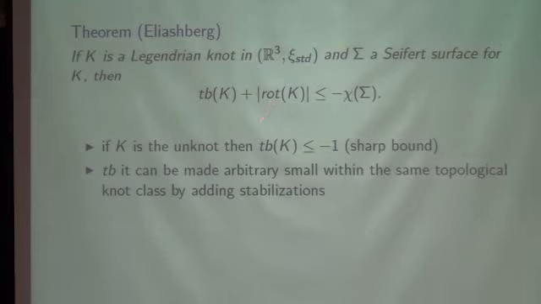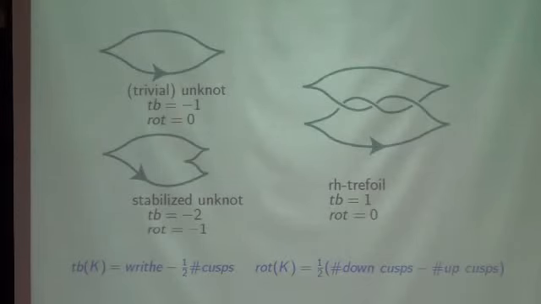And the TB can be made arbitrarily small by adding these stabilizations. So if we take this example and we just keep on adding more and more of these, we will get smaller and smaller TB. This special unknot, the one that has the maximal TB, we call the trivial unknot. And we'll be coming back to that as well.